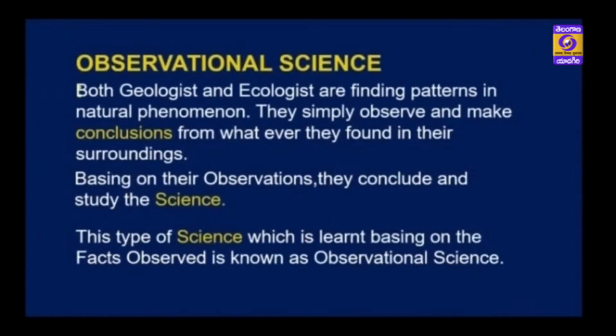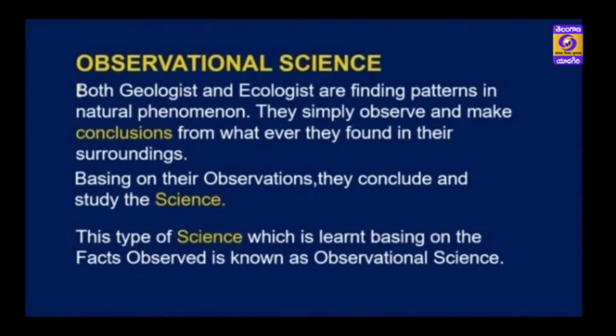Here you could see that both geologists and ecologists are finding patterns in natural phenomena. That means in natural conditions in the surroundings, they will be observing whatever they see and make conclusions from whatever they found in their surroundings. So basing on these observations only, they conclude and study the science. This type of science, which is learned basing on the facts observed, is known as observational science. That means observational science is related only to the observations. Whatever we came to know from observations comes under observational science.